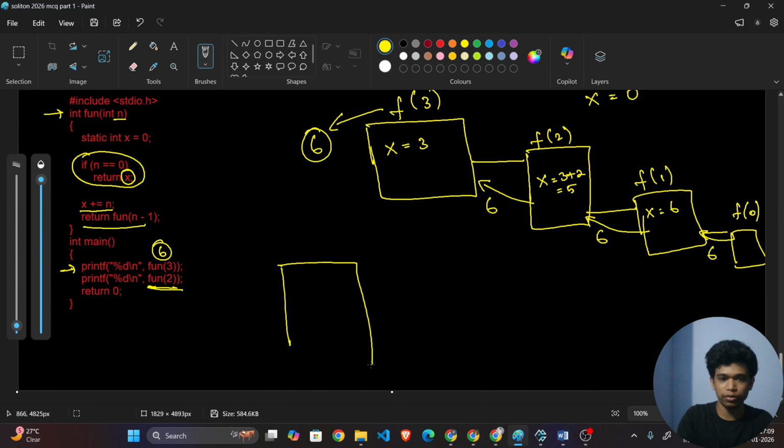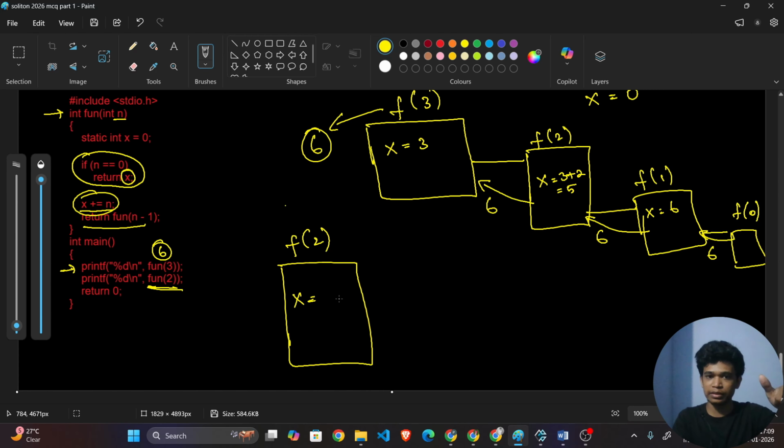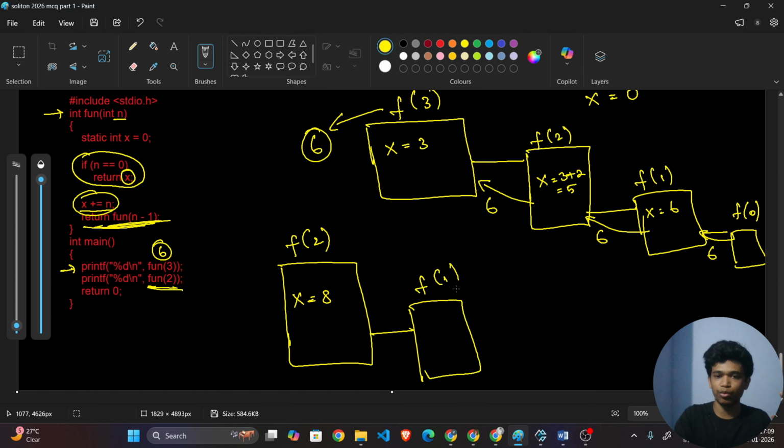So again the same thing, f of 2. This is going to be a recursion stack, and at first what is my base condition? If n is equal to 0: whether this 2 is equal to 0, no, then it will be going inside. So x is equal to x plus 2. What is the x value? It is 6. 6 plus 2 is equal to 8. Then return the function of n minus 1, so f of 1. Now here also x is equal to x plus 1, which means 8 plus 1, which is equal to 9.